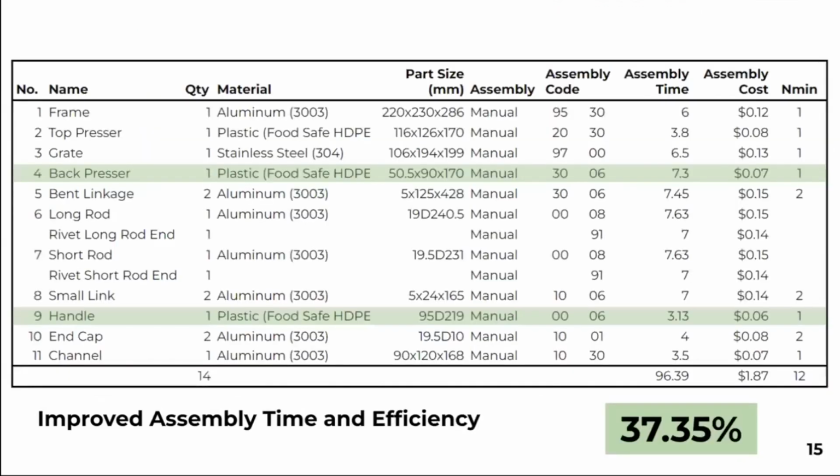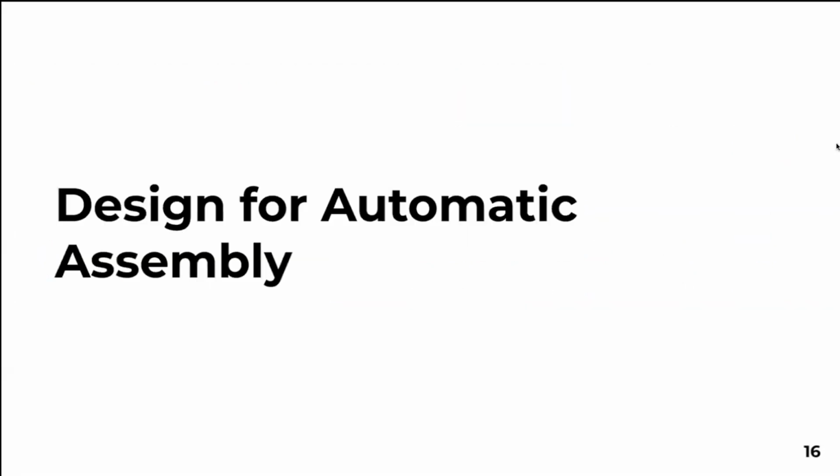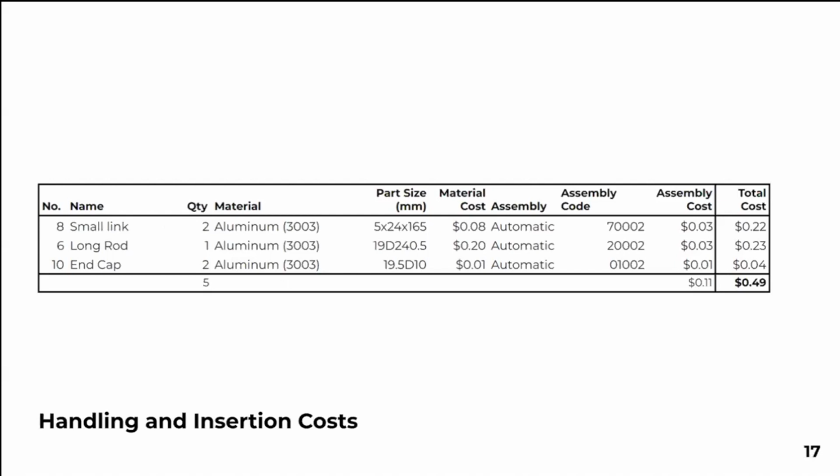Part redesigns result in an overall reduction of assembly time by 18.28 seconds and assembly cost by 36 cents. The assembly efficiency improves from the previous 31.39% to 37.35%. We selected 3 small lightweight parts to redesign for automatic assembly: the small link, end cap, and long rod that passes through the frame and back presser.